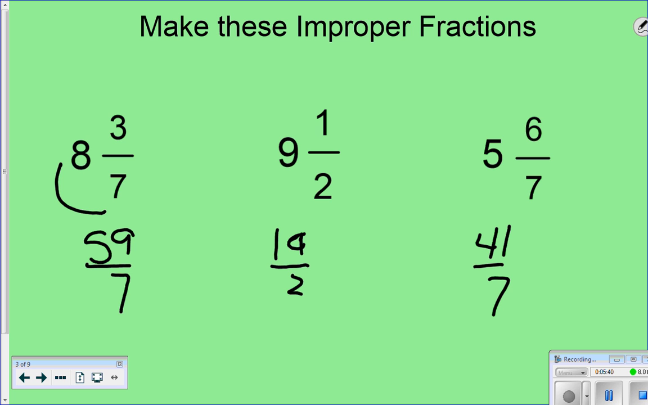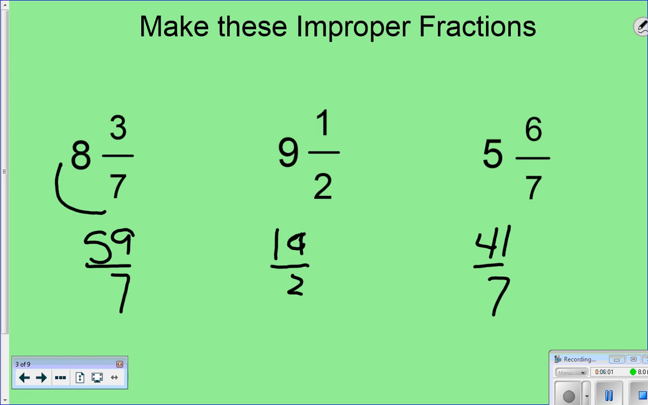There's a few different ways to add and subtract mixed numbers. And this is one way, to use improper fractions. Is that what you did last year? Do you remember? Did you change everything to improper fractions and then add and subtract? Okay. All right, I'm going to teach you another way too. Can I go to the next slide?